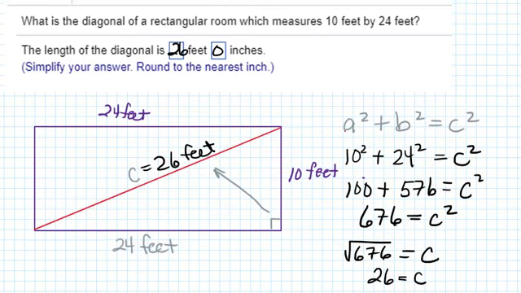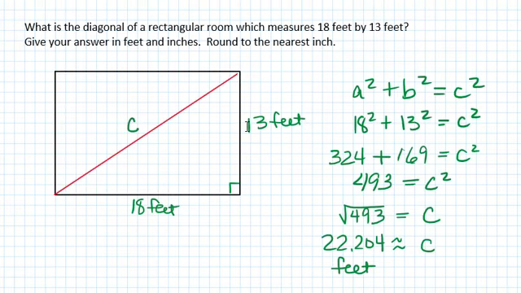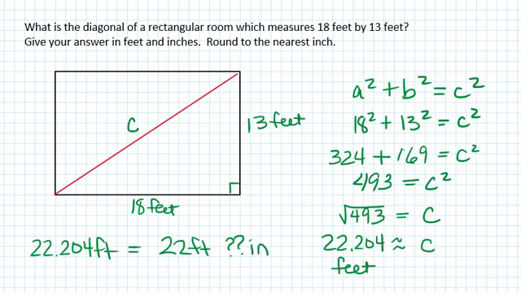But let's suppose we had some different dimensions, because in MyMathLab, which is what we're using, we can get different iterations of the problem that might come out slightly differently. For example, what if we were asked to find the diagonal of a rectangular room that measured 13 feet by 18 feet? We would still use the same procedure, plugging in to a squared plus b squared equals c squared, the Pythagorean Theorem, 18 for A, 13 for B, or vice versa, doesn't matter, and find C. So we would get that C squared is 493, and that would mean that C is the square root of 493, which is approximately 22.204 feet. Well, this means that the diagonal is 22 feet and some quantity of inches, which we need to figure out.